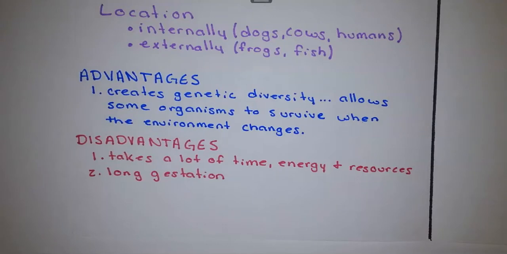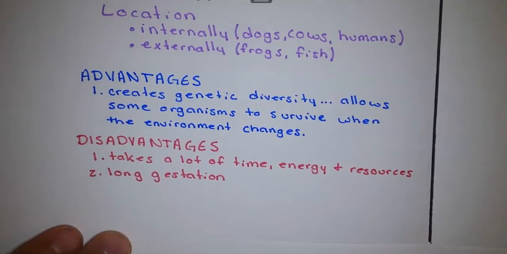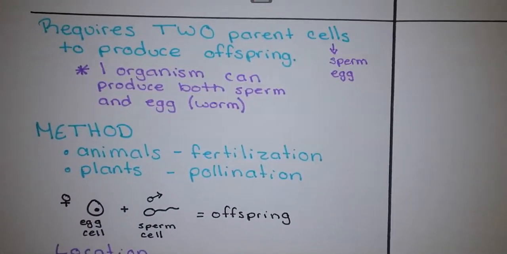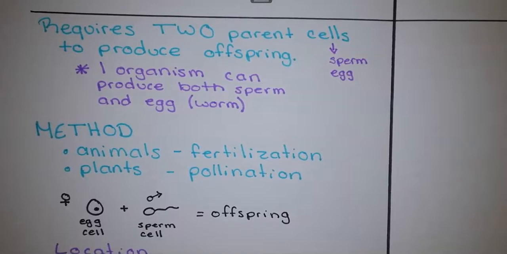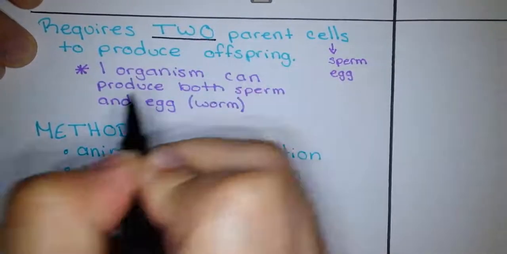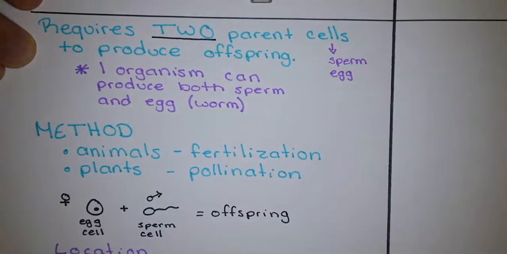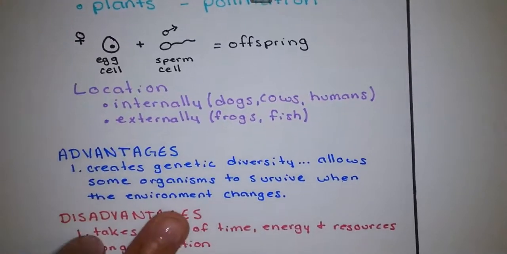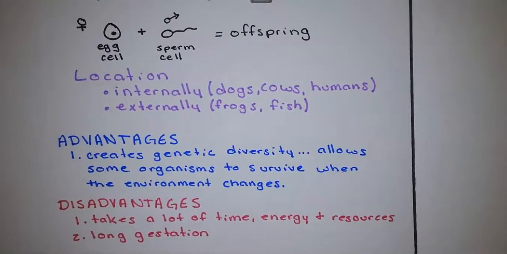Now, that is sexual reproduction, right? And again, I'm going to go over the beginning. It requires 2 parent cells. Okay? And it produces an offspring. Your method is either fertilization or pollination. You have your example of the egg cell plus the sperm cell is going to give you the offspring. And you have your advantages and disadvantages.